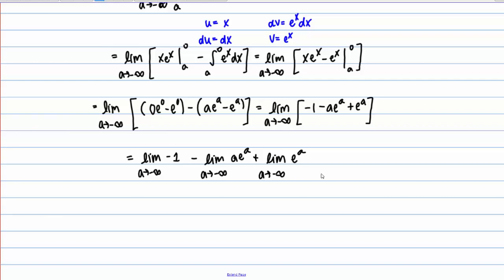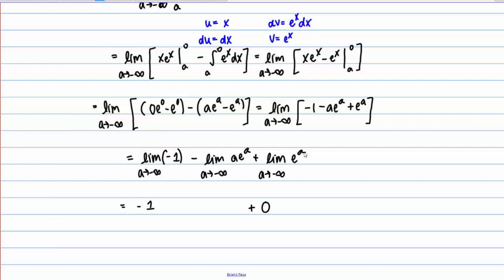And two of these limits are actually going to be pretty easy to think about. The first one is just the limit of a constant. So the limit as a goes to negative infinity of negative 1 is just negative 1, of course. And then this last one, the limit as a goes to negative infinity of e to the a, that's just going to be 0.